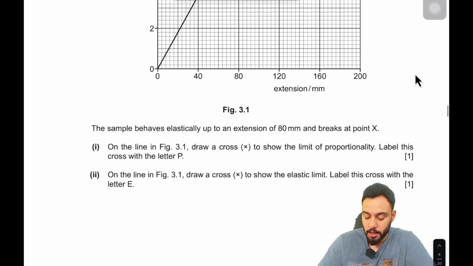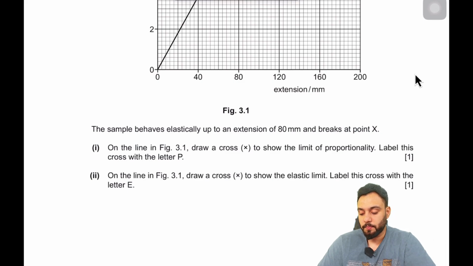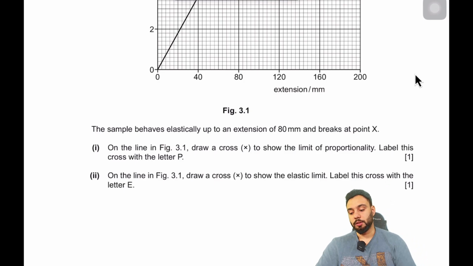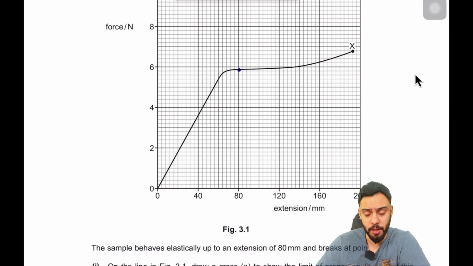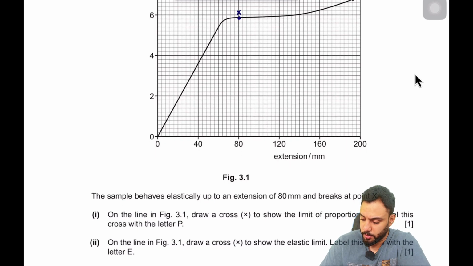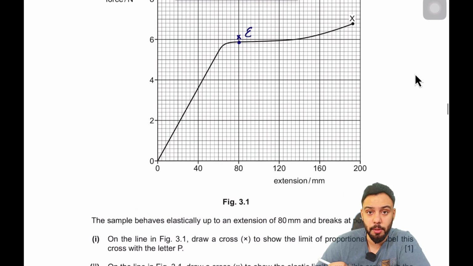Okay. On the line in figure 3.1, draw a cross to show the limit of proportionality. Label it with a P. On the line in figure 3.1, draw a cross to show the elastic limit. Label this cross with the letter E. Okay, very simple. So they have already told you that it breaks at 80. So there's a cross and you'll put an E over it. This is going to be the elastic limit, whereas this point here is going to be the point P. And why is that so?